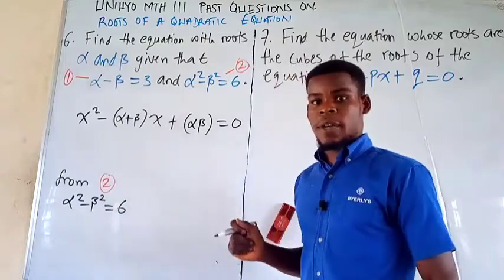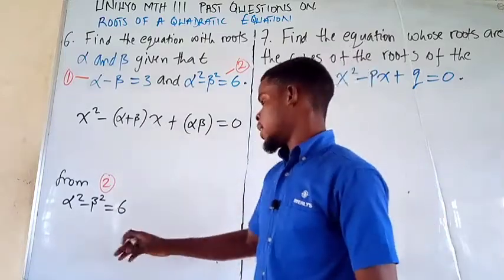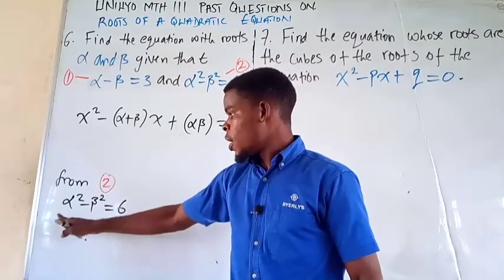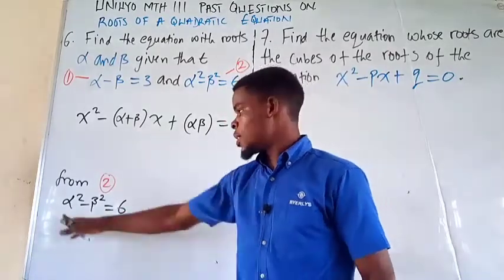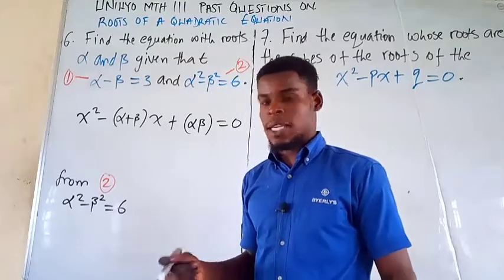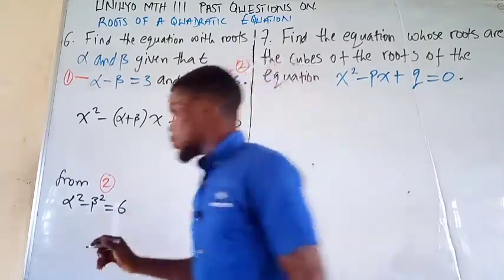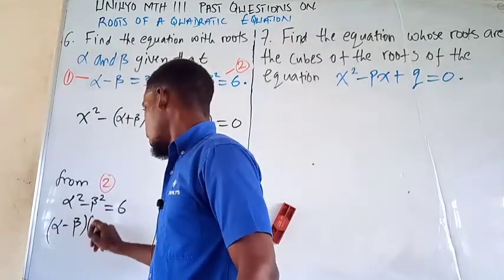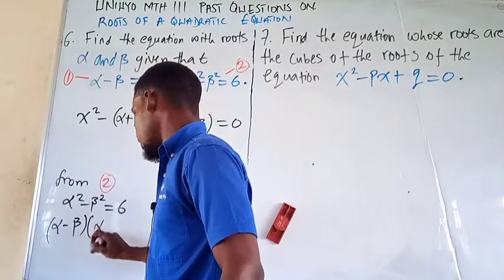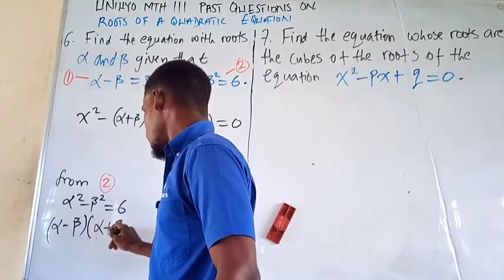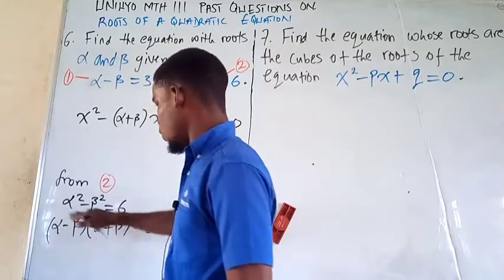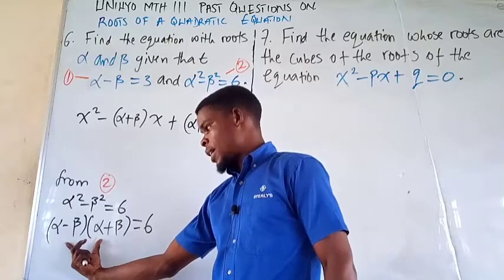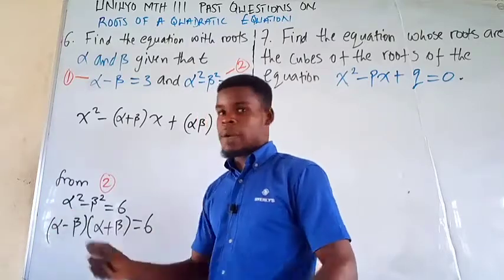So since alpha squared minus beta squared is 6, on the left hand side we just have a difference of two squares. By difference of two squares, this is a square and this is a square, and we just have the difference of those two terms. I can factor this. I'm going to have alpha minus beta times alpha plus beta, or beta plus alpha, the same thing. And I'll equate that to 6. So we can factor this into this form, such that if we multiply these two brackets, we get this back.